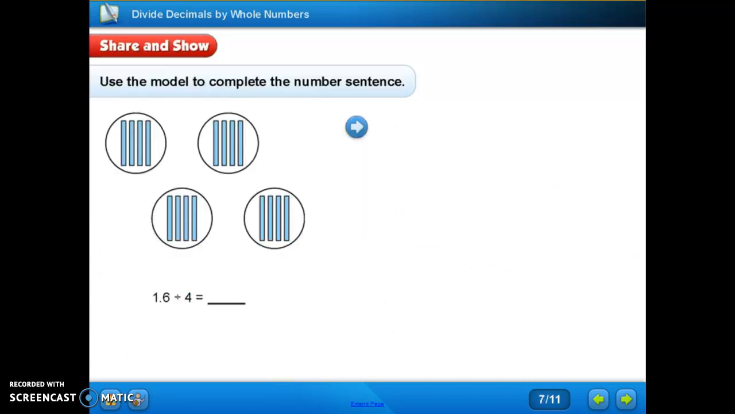All right, this is number 1 on the top of page 207. They took 1 6/10 and divided equally into 4 groups. What did they end up with in each of the circles? 4 what? 0 and 4/10.